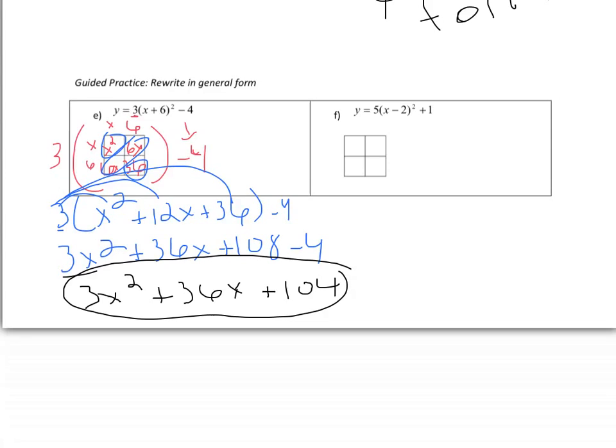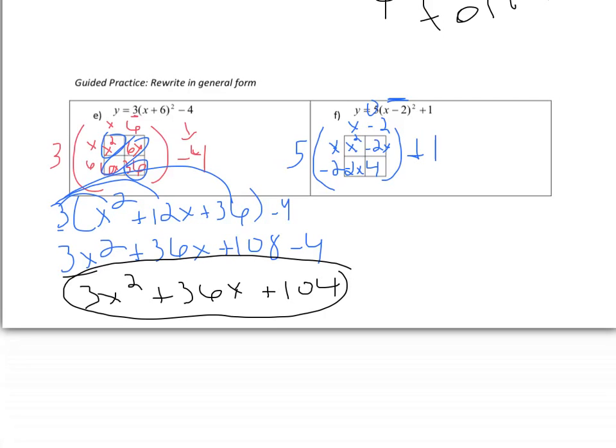Looking at letter F, we have x minus 2 and x minus 2 squared. So we're going to take care of this part first. So we have x squared minus 2x minus 2x. And negative 2 times negative 2, remember they're both negative. So negative times negative is a positive 4, not a negative 4. All of that is times my 5 up here. And then I have plus 1 at the end.